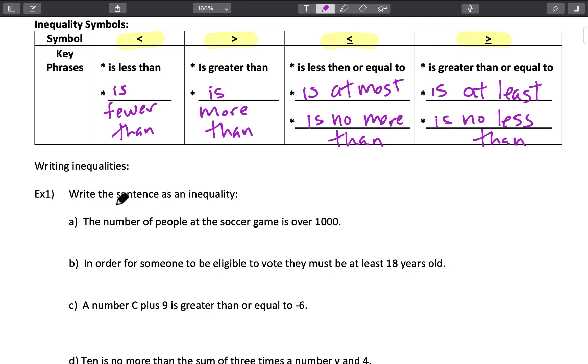Example 1 asks us to write these inequalities from the sentences that were given. So letter A, the number of people at a soccer game is over 1,000. That means n, our variable for number of people at the soccer game, has to be greater than 1,000. And letter B, in order for someone to be eligible to vote, they must be at least 18 years old. So you can see here, is at least is a part of the phrase for greater than or equal to. So we'll say age, A, has to be greater than or equal to 18.